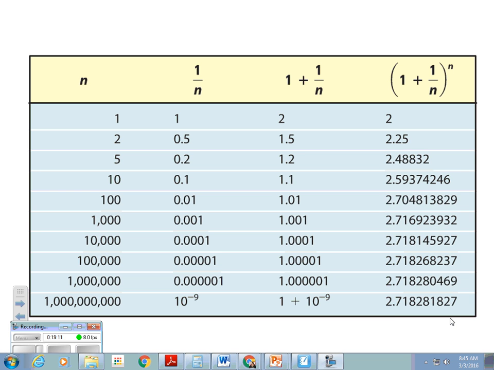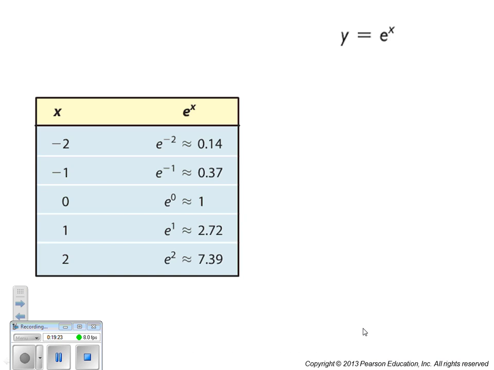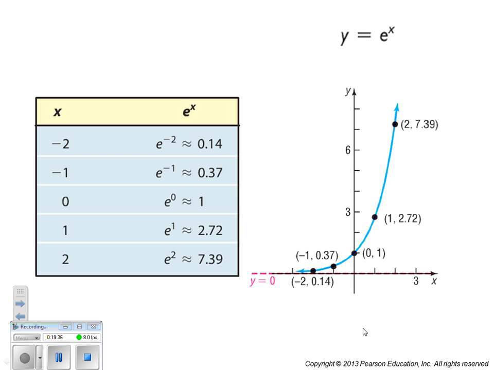e is a similar number to pi. They're both irrational, and they both can go on forever. So when we have the function y equals e to the x, it's still an exponential function. It's still going to follow the same pattern as our other exponential functions. The base is bigger than 1, so it's going to follow that type of function.